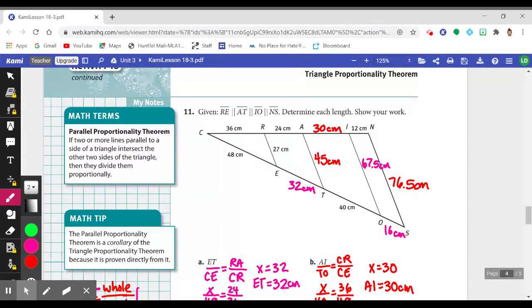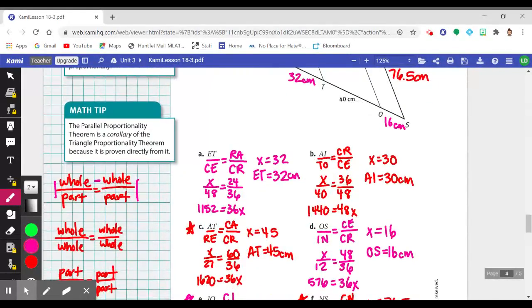Look at the diagram. The distance from A to T is clearly greater than the distance from R to E. Think about it this way. Imagine triangle CRE is dilated using C as the center, and these new triangles are created by dilation, an enlargement dilation. So the distance from A to T definitely had to be greater than the distance from R to E.